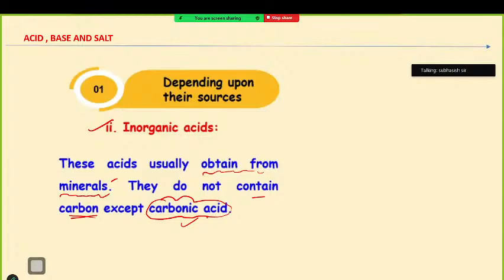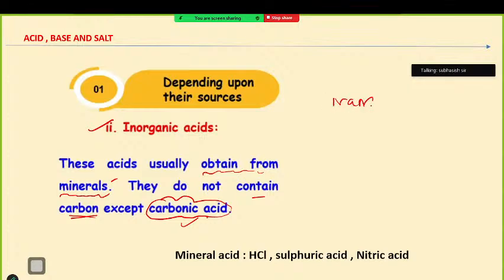like all those important acids: sulfuric acid, nitric acid, hydrochloric acid. For example, nitric acid is obtained from nitrate salt, hydrochloric acid is obtained from chloride salt or potassium chloride, and sulfuric acid is obtained from sulfate salt. So these are some important inorganic acids. Inorganic acids are generally obtained from minerals.